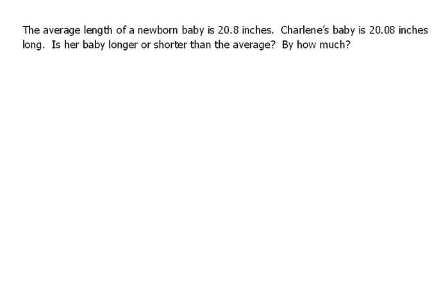Okay, here we have an application problem dealing with decimals, and this is kind of talking about decimals being larger and smaller than other decimals, so we're going to have to really think our way through this one. This says the average length of a newborn baby is 20.8 inches. Charlene's baby is 20.08 inches. Is her baby longer or shorter than the average? And then by how much?